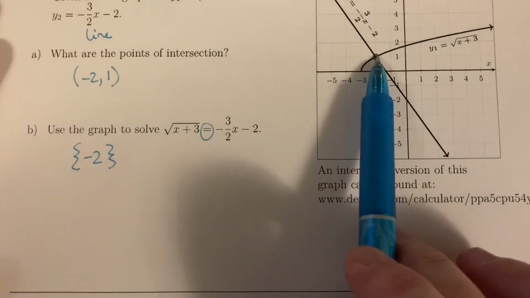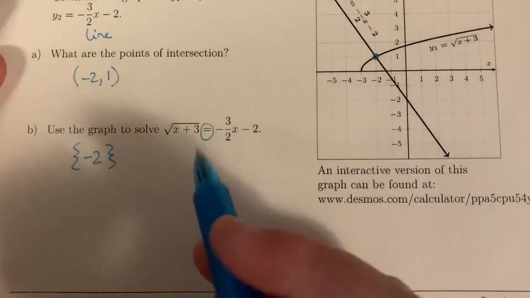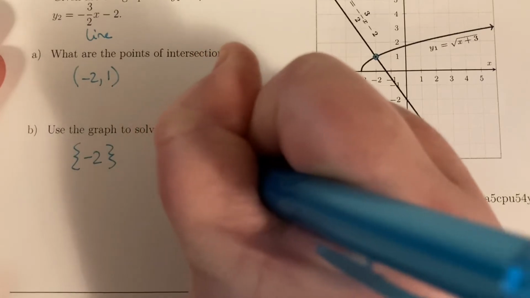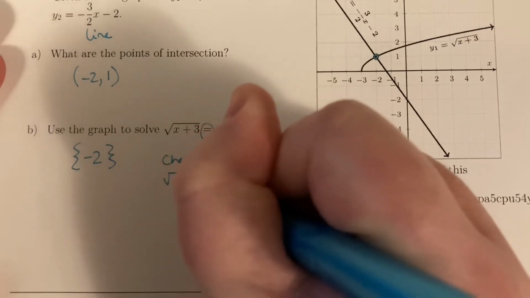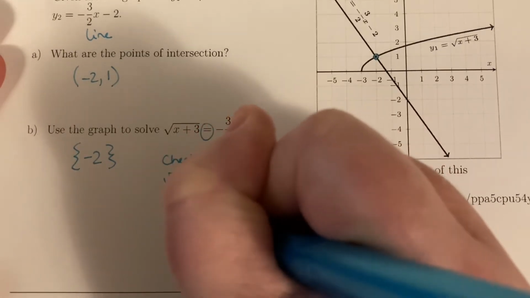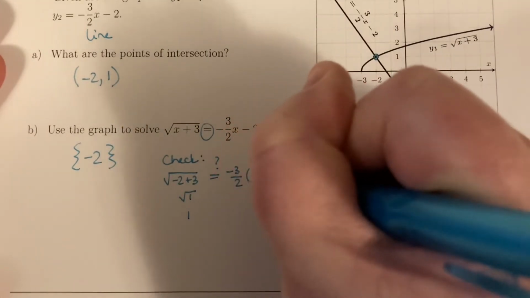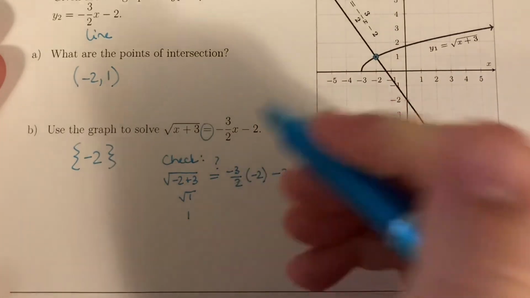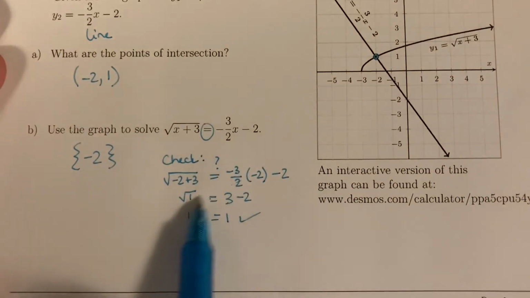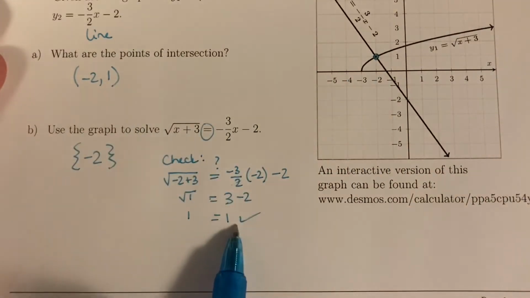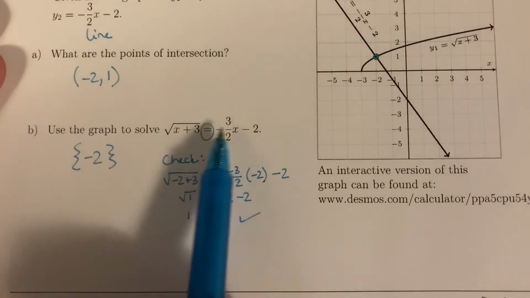The y value is, if you remember from the first video, the check, right? So if you wanted to check, yeah, let's check. That's a good idea. If I plug in -2 on the left side, I get -2 plus 3, that'd be the square root of 1, which is 1. Does that equal -3/2 times -2 minus 2? Those cancel. That'd be 3 minus 2, which is 1. So it checks out. So the 1 from this point is the check. It's the y value. But the answer to solve this equation is just the x.